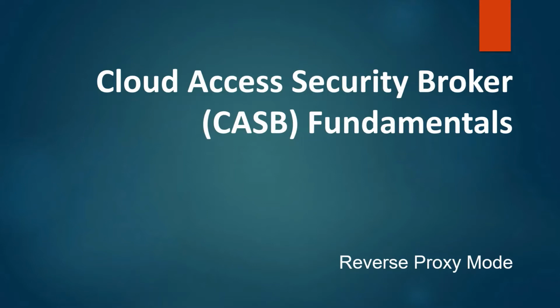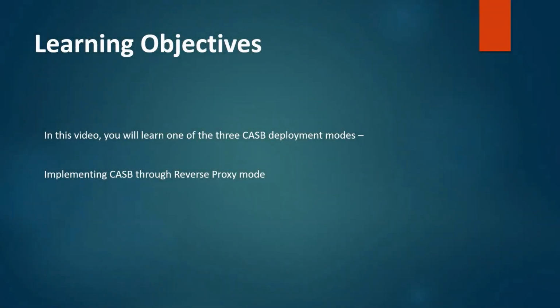In the last video, we talked about the first deployment mode, API mode. In this video, we move on to talk about proxy mode. There are two types of proxy mode, the reverse proxy and the forward proxy. In this video, we first touch on the reverse proxy. We'll talk about the deployment and the advantage and limitation of this mode.